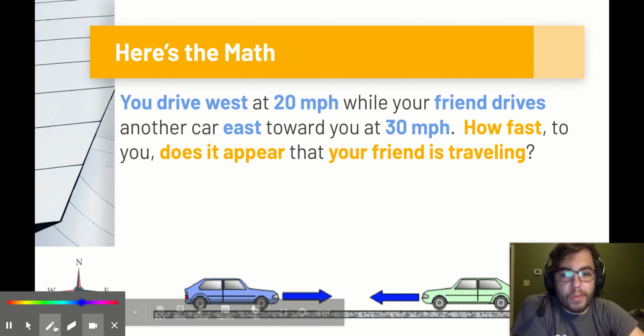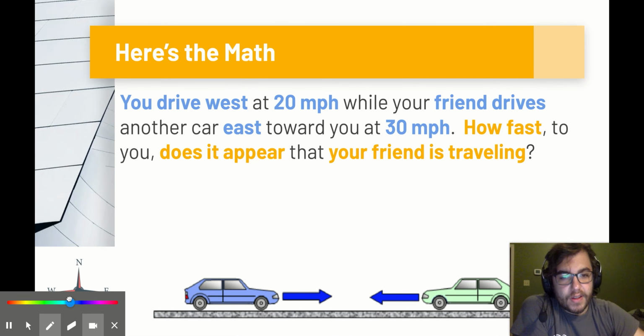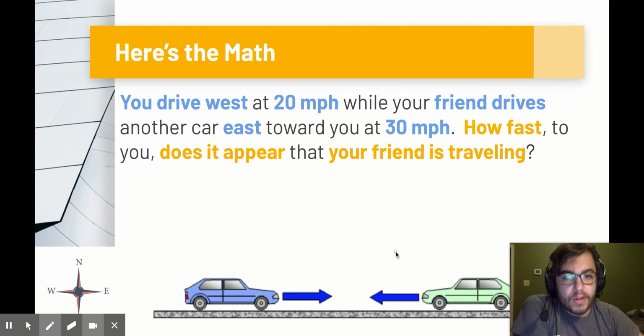Okay, let's do the math now. This is where it gets a little trickier for some of you. So you drive west. This is you. West is in this direction at 20 miles per hour. And your friend drives east at 30 miles per hour.